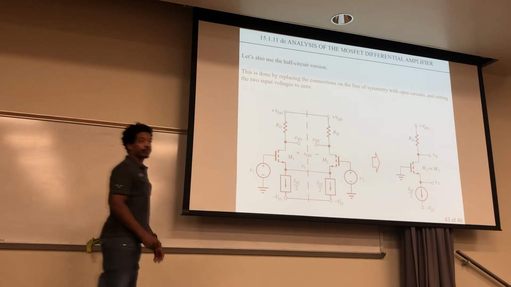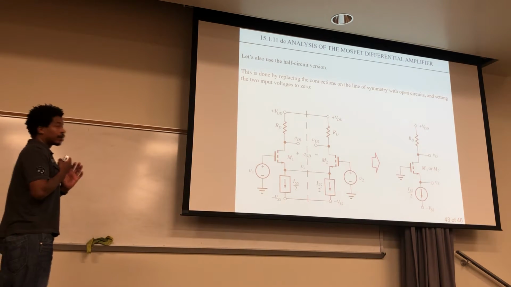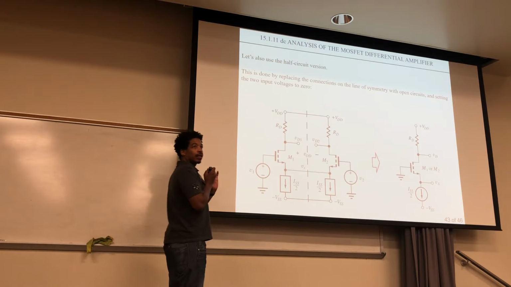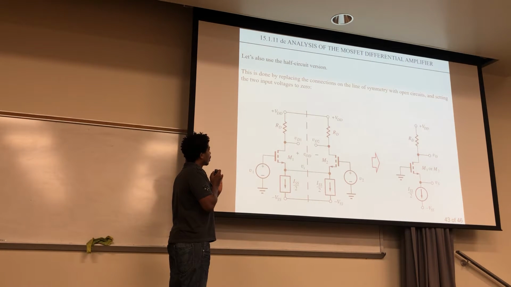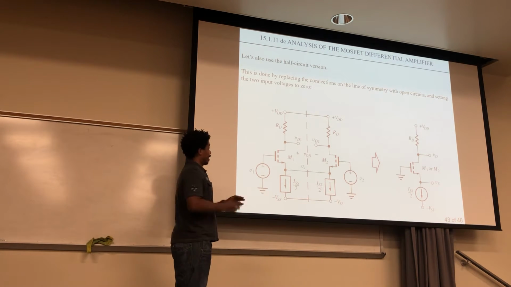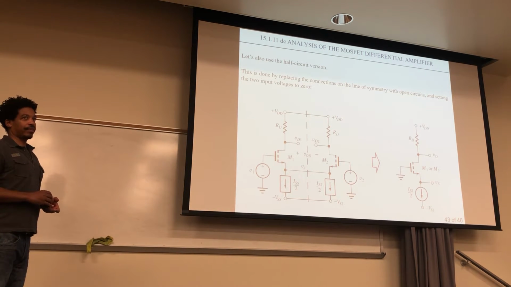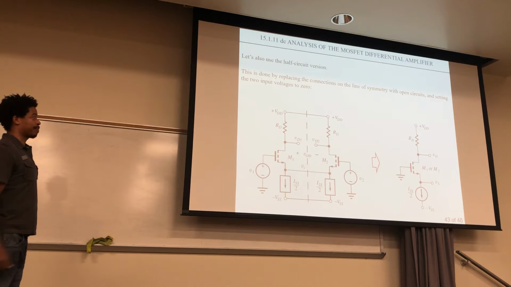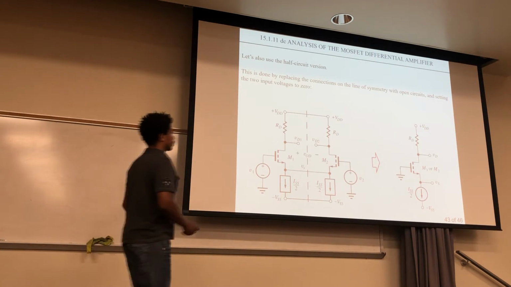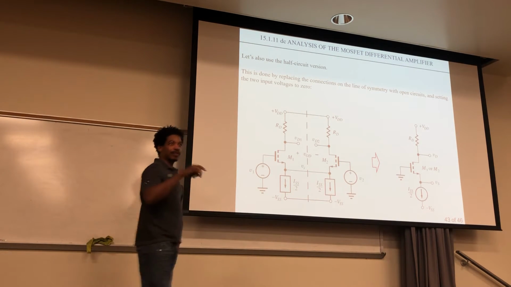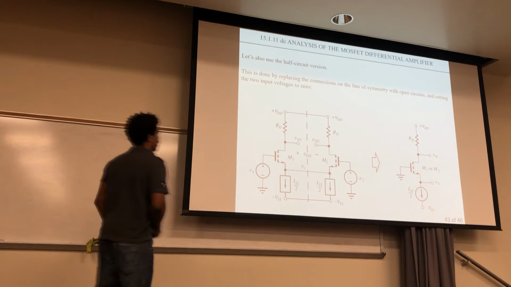Are we assuming that both halves of the circuit are symmetrical in values? The RDs on both sides are equal? Yes. All this analysis is assuming that everything is equal. Both sides are totally symmetric and matched. Yeah. Okay.